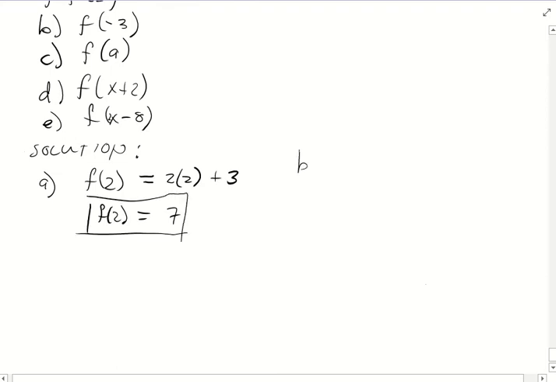For letter B, f of negative 3, it's still the same. You change all x with, instead of 2 now, negative 3. So 2 times negative 3 plus 3. So f of negative 3 now will be 2 times negative 3, which is negative 6, plus 3. Negative 6 plus 3 is negative 3.